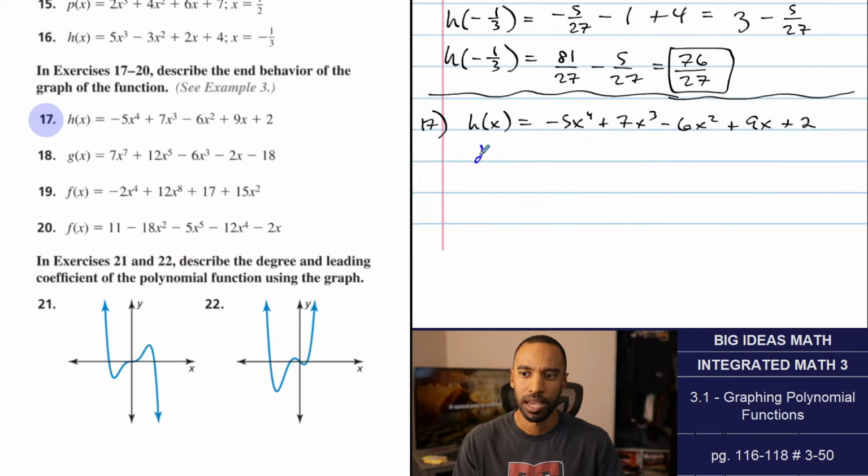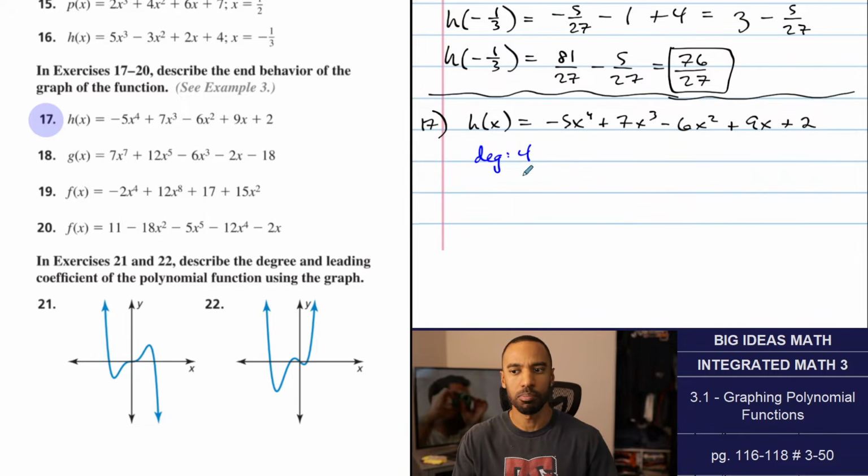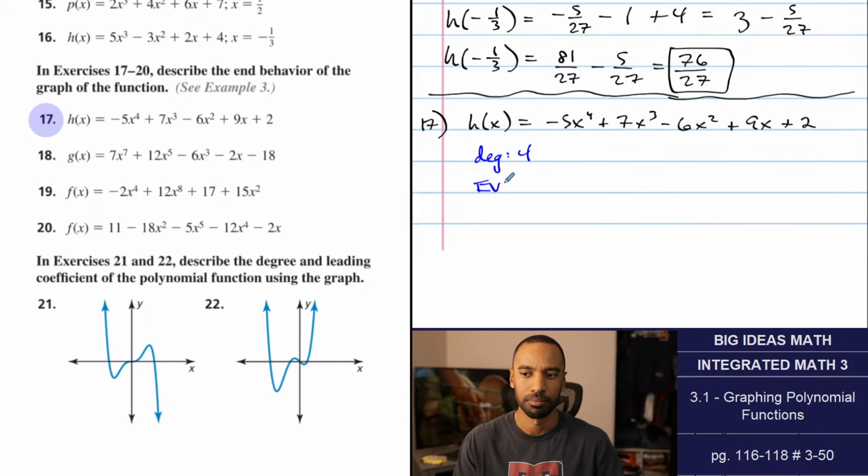We have a degree of 4. That means it's a quartic, but what's most important for us is it means it's even. It's an even polynomial. And by the way, this is in standard form. I don't know if I mentioned that. This is in standard form. It's even. That's not the answer.